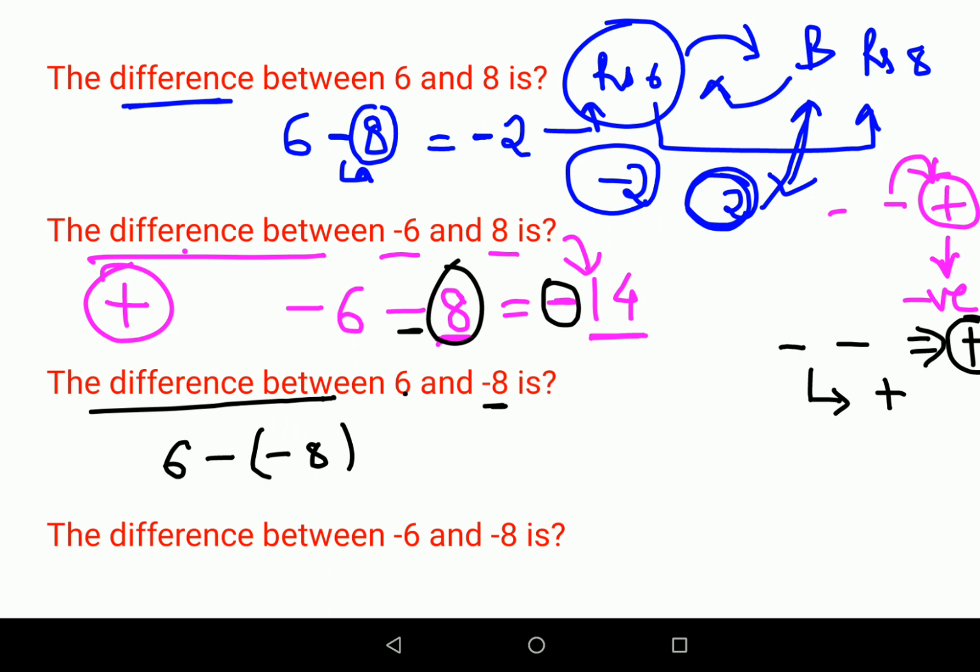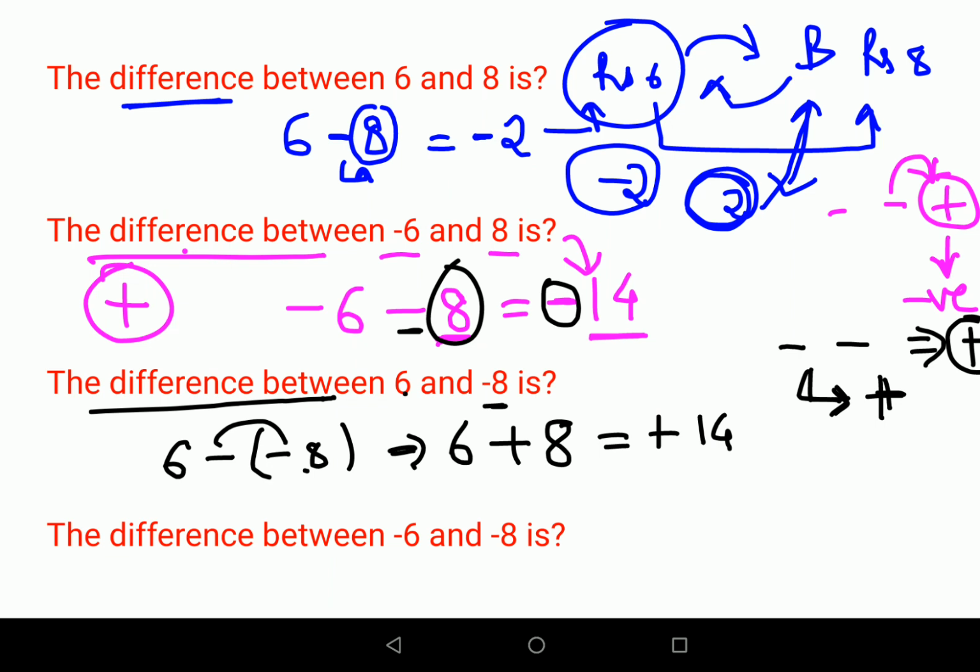So now if you see, there is literally no number between these two negative signs. So we'll use the same logic. Here we will make these two negative signs positive. So this becomes 6 plus 8. So the final answer is what? Positive 14. Okay, I hope this is extremely clear to everyone.